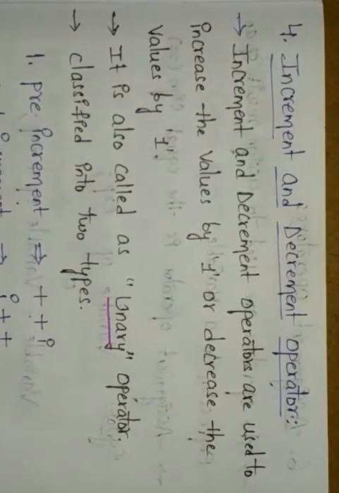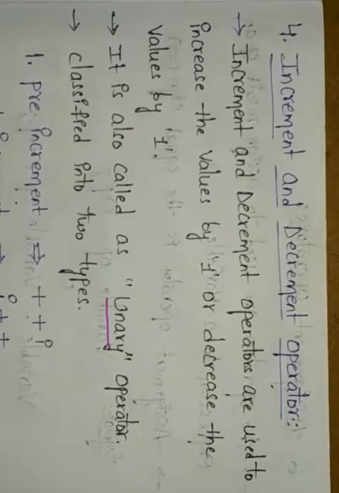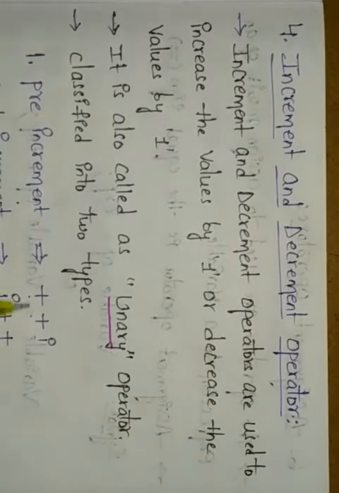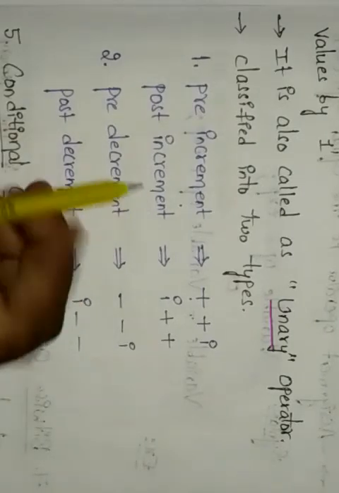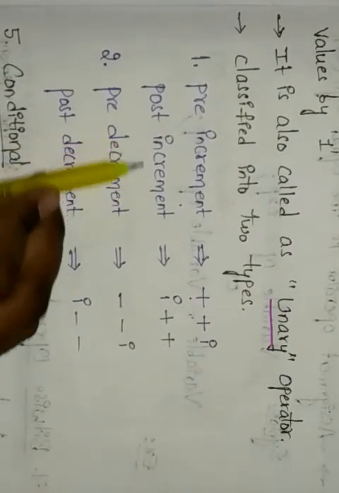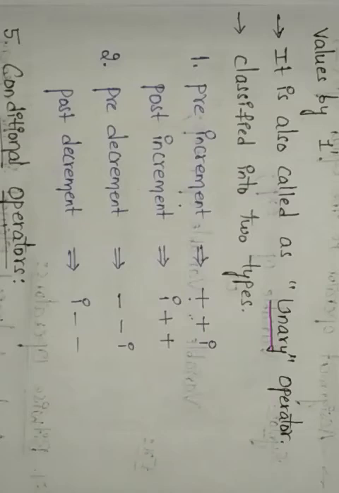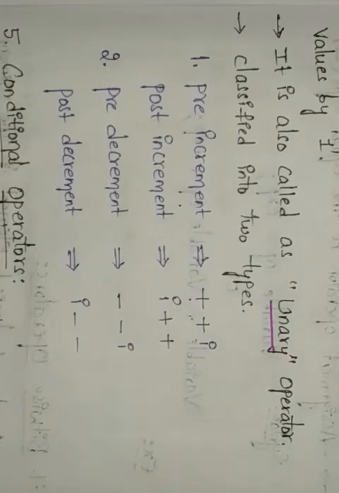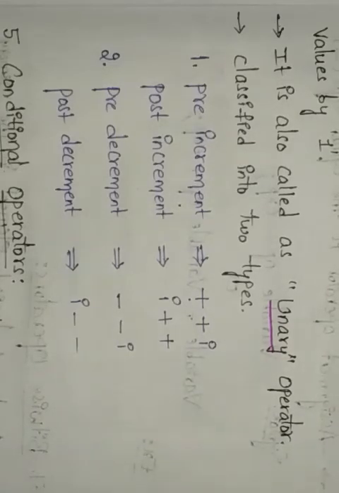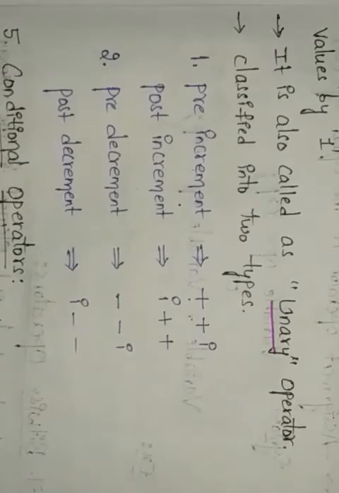These are classified into two types. Pre-increment: pre means we do the increment process before, for that, plus plus I. And post-increment: post means after, you do the increment process, I plus plus. Pre-decrement: pre means before, you do the decrement process, minus minus I. Post-decrement: after the value, you perform I minus minus.